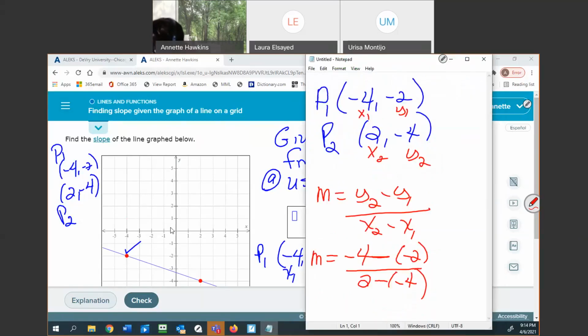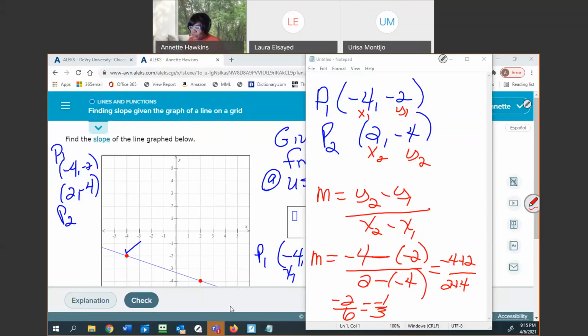All right, now we need to simplify this. This is -4 minus a -2, which is -4 plus 2. This is 2 minus a -4. Two negatives come together. Remember, they cancel. So -4 plus 2 is -2. 2 plus 4 gives me 6. So this is -1/3. This slope is negative, and you see that the line falls to the right. Okay? All right, that's using the formula.